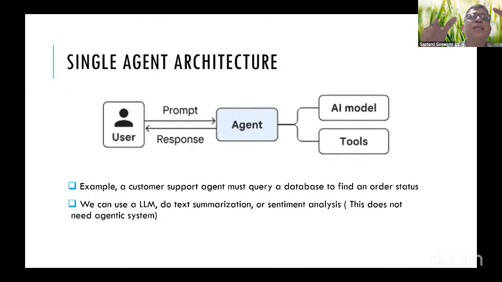So, single agent architecture we have already discussed, but this is how we typically annotate them. An example is a customer support agent that must query a database to find an order status. Or we can use an LLM to do text summarization or sentiment analysis. This doesn't need an agentic system. The first one needs an agent.